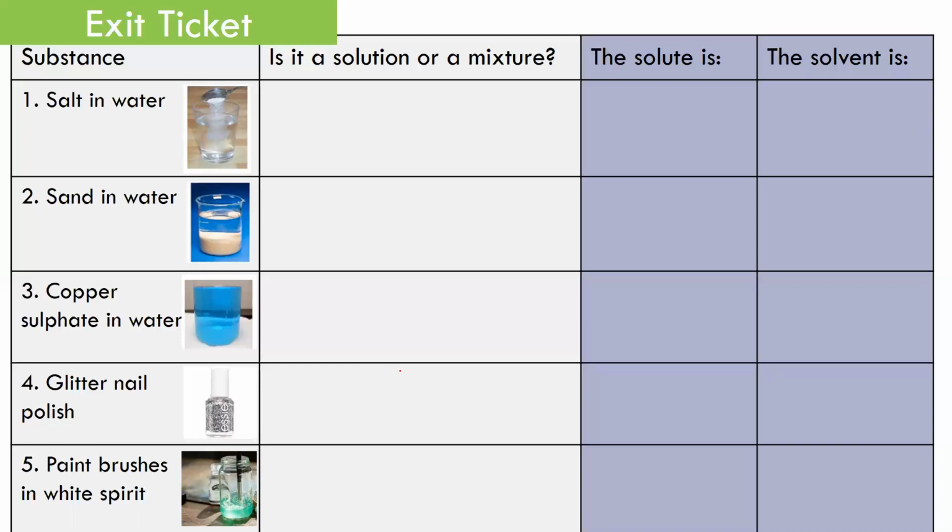Number 2 is a mixture. So water and sand is a mixture. The reason is because the sand does not dissolve in the water. The solute being sand and the solvent being the water.